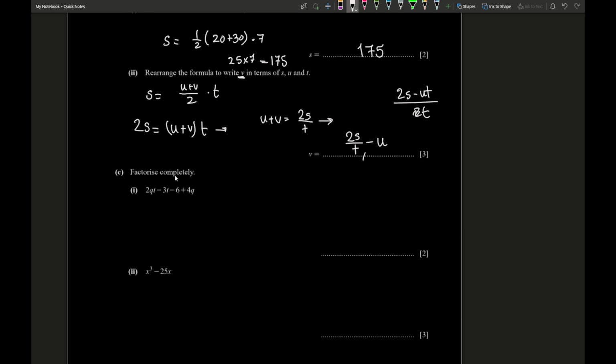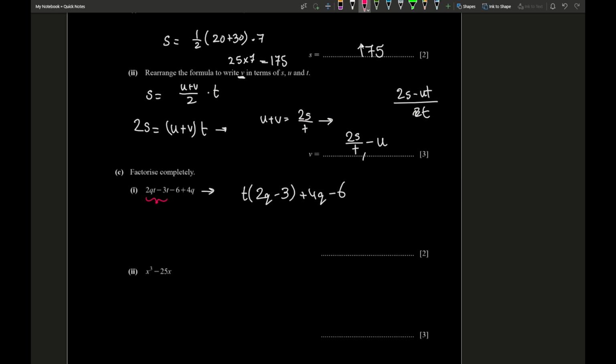Part C, I. Factorize completely: 2QT minus 3T minus 6 plus 4Q. If you notice, the first two terms have a common factor, which is T, which we can factor out. So we'll end up with T multiplied by (2Q minus 3), plus 4Q minus 6.